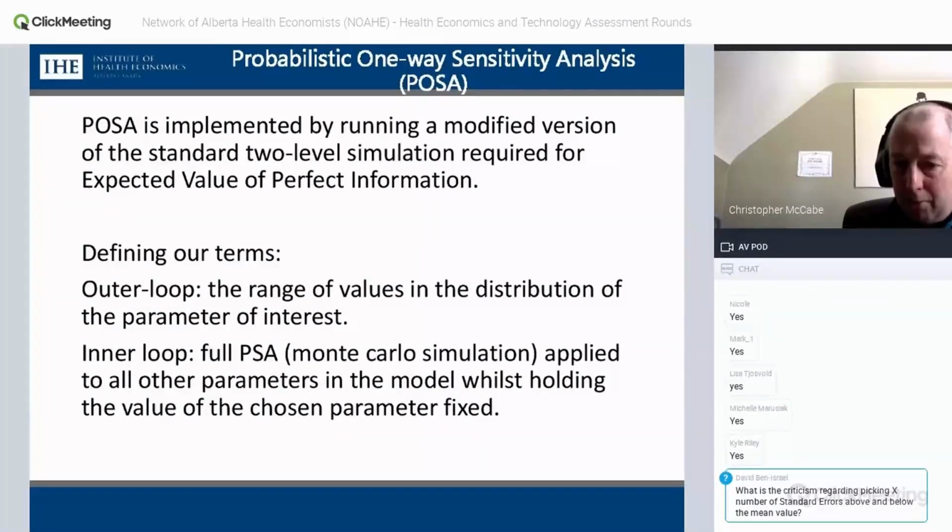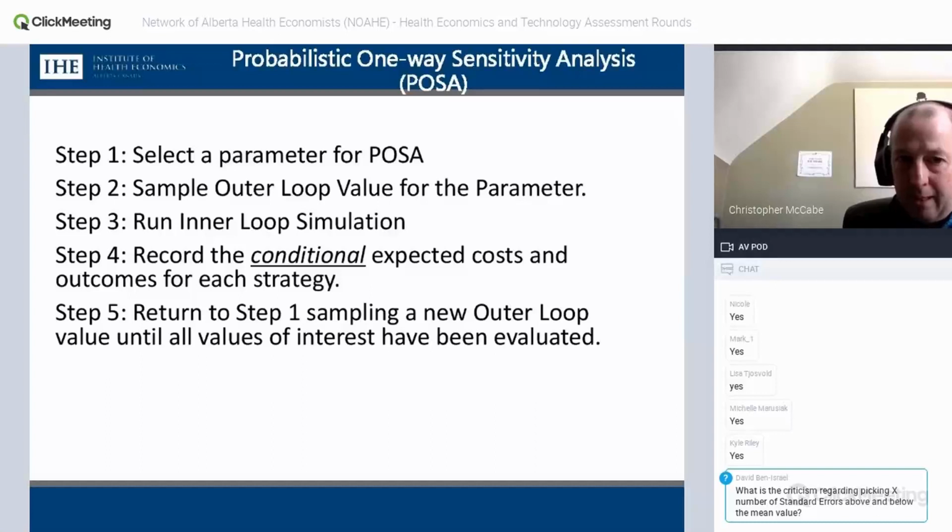It is remarkably simple to do this, to be honest. And that's why I've set it out in steps. Step one, obviously, is to select the parameter to subject to POSA. And then you sample the outer loop value for that parameter. Step three is to run the inner loop simulation. And then you record what we call the conditional expected costs and outcomes for each strategy in the evaluation. It's conditional because it's conditional upon the parameter taking the selected value.